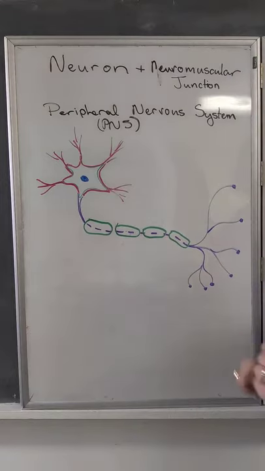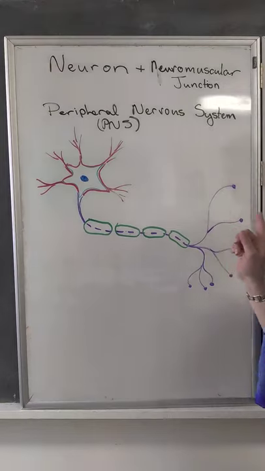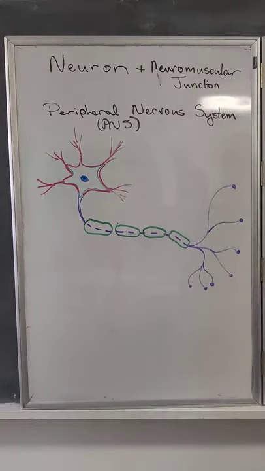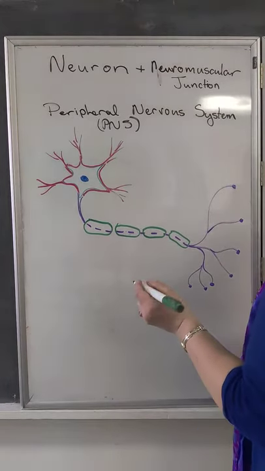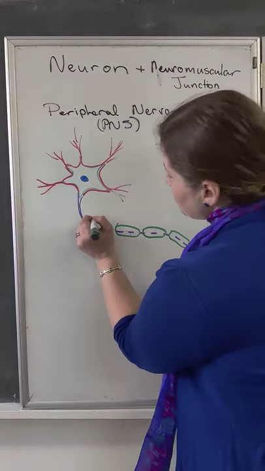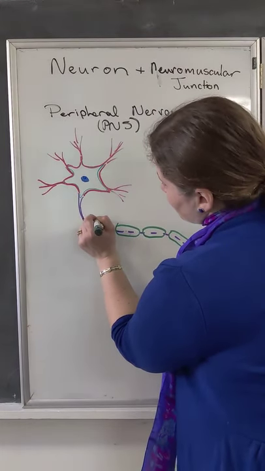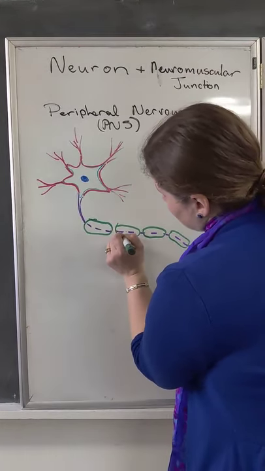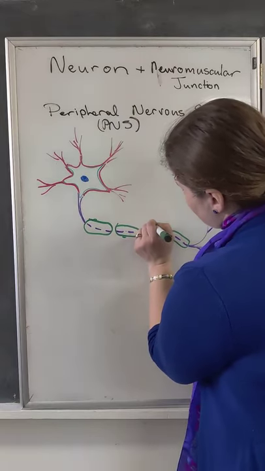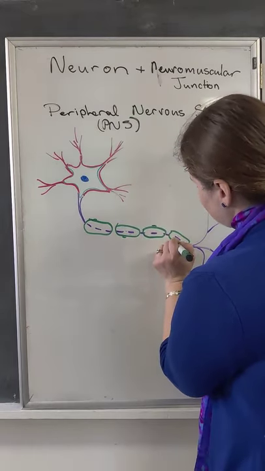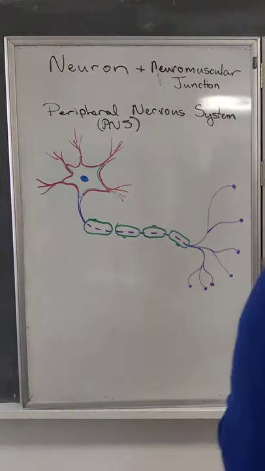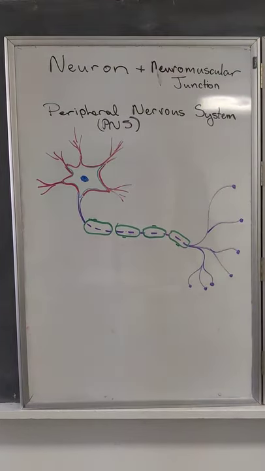So these are called Schwann cells. And then on the top of the Schwann cell, you're going to put this little tiny thing. This is the Schwann cell nucleus. And this is where I'm going to show you how this works.